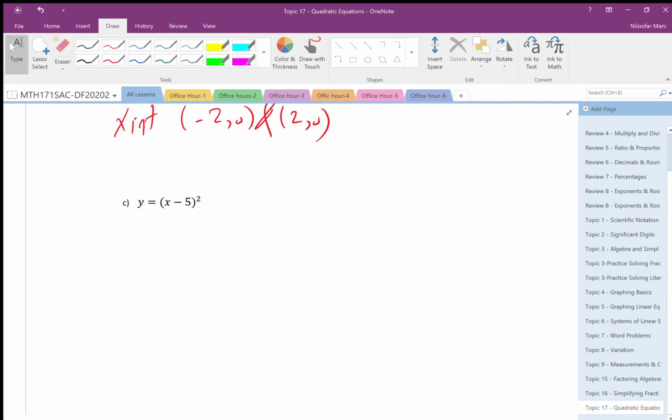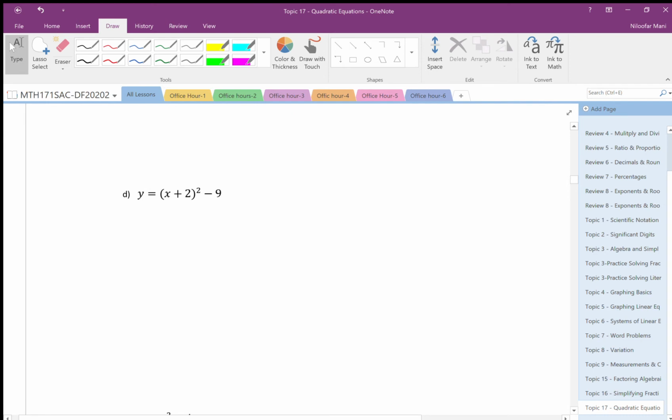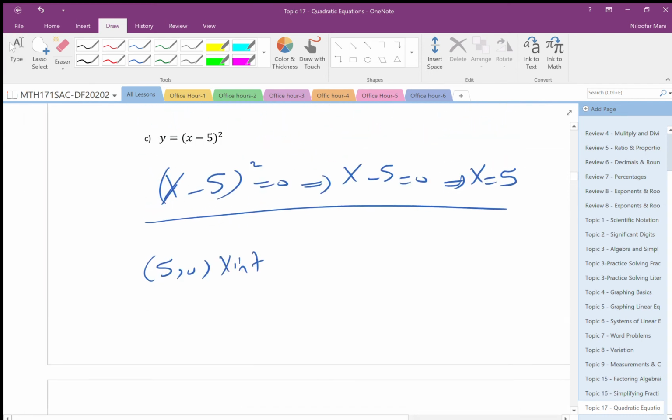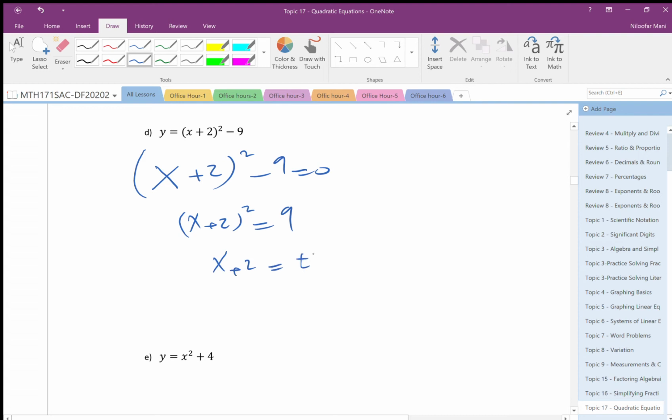How about here? x minus 5 squared equals 0. So x minus 5 equals 0, so x equals 5. So 5 and 0 is the x-intercept. That's the root, so the root of the function is x equals 5 here. How about this one? x plus 2 squared minus 9 equals 0. So x plus 2 squared equals 9. So x plus 2 equals plus minus 3.